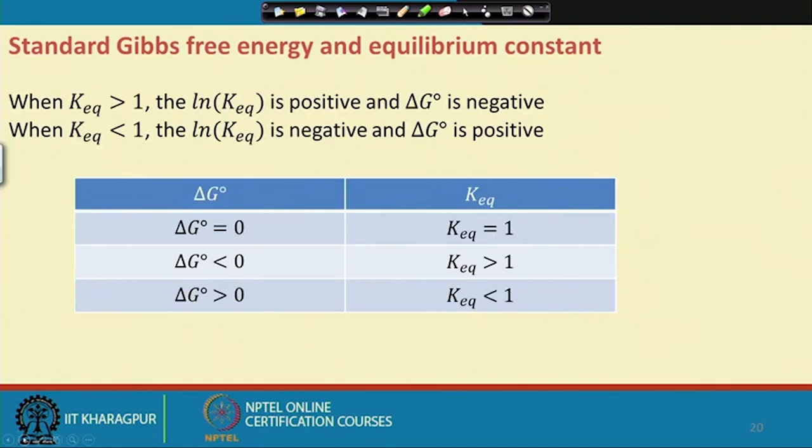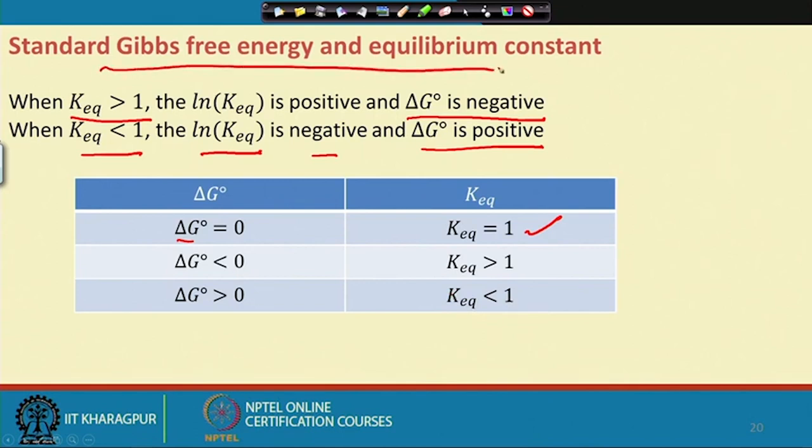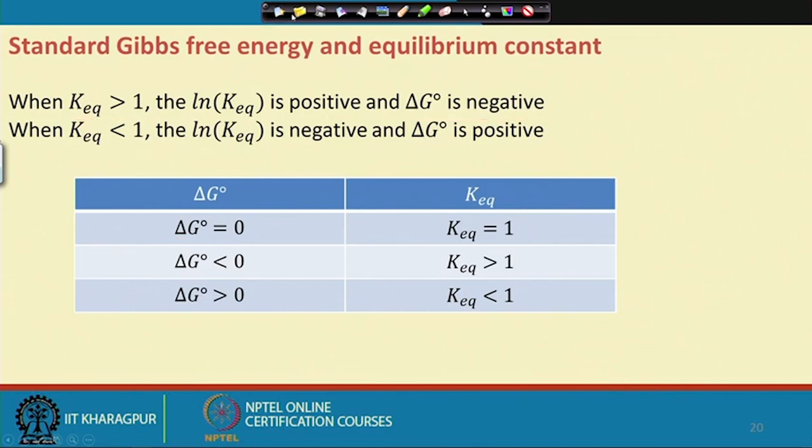Now, the very interesting thing is that if the equilibrium constant K is greater than 1, then ln K is positive and del G is negative. If K is less than 1, then ln K is negative and del G will be positive. If the standard free energy change is 0, then K is 1. If del G is less than 0, then K is greater than 1, and when del G is greater than 0, that is positive, then K is less than 1. This is how there is a correlation between the Gibbs free energy change and the equilibrium constant.